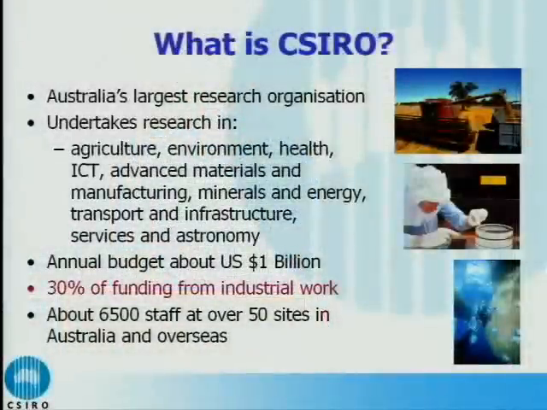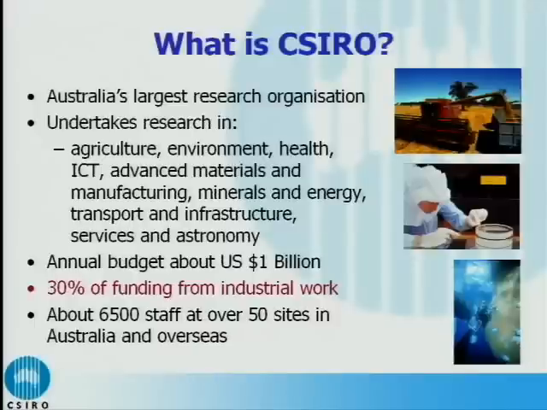Okay, what is CSIRO? It actually stands for Commonwealth Scientific and Industrial Research Organisation. It's a little over 80 years old. It's Australia's largest research organisation. It undertakes research in a whole lot of scientific areas: agriculture, environment, health, information and communications technology, advanced materials and manufacturing, minerals and energy, transport and infrastructure services, and astronomy.